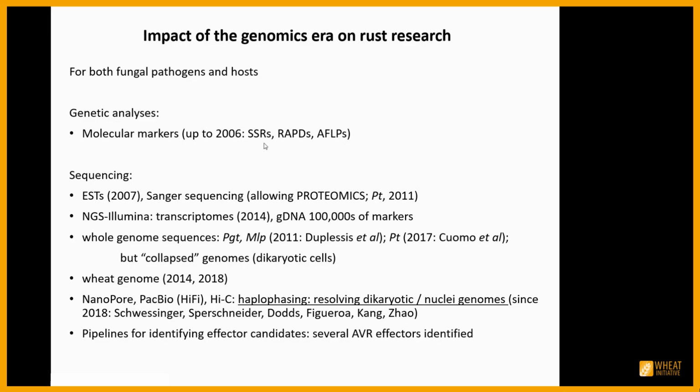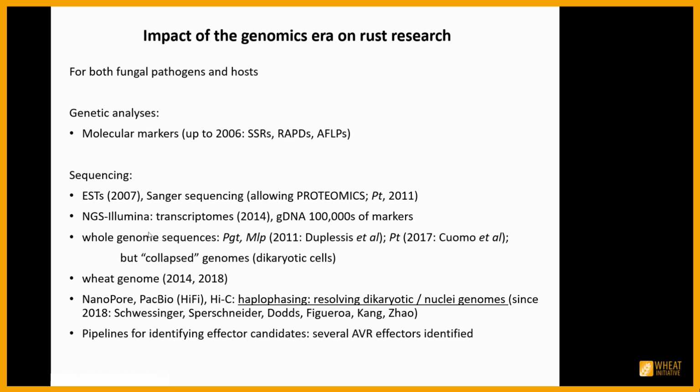This was based on SSRs, RAPDs, and AFLPs. But soon after, when I started at AFC in 2000, we got money through genomics projects and programs, and we started working on sequencing. In the beginning, it was ESTs through Sanger sequencing, which also allowed proteomics research, work by Chris Rampitsch and others.